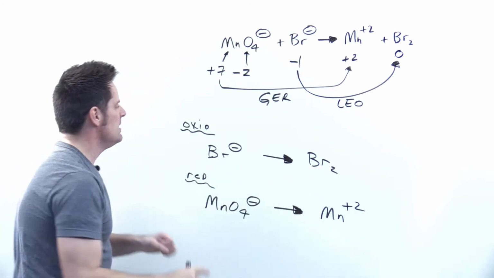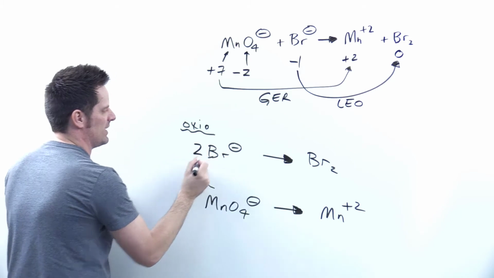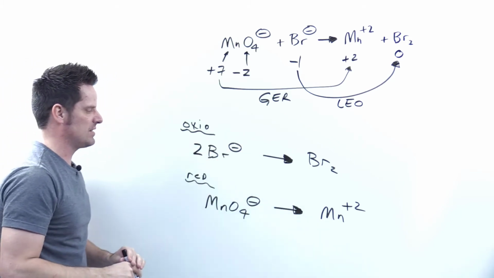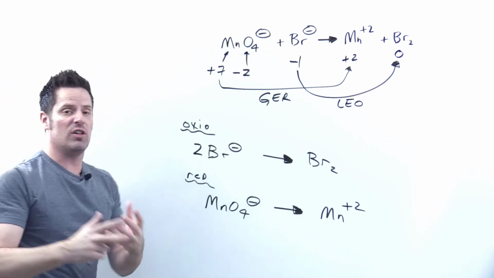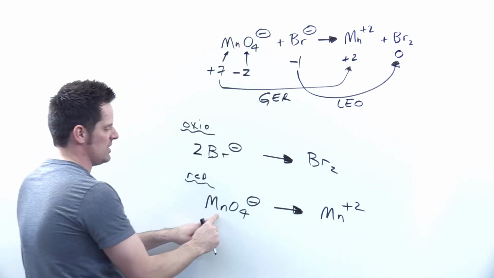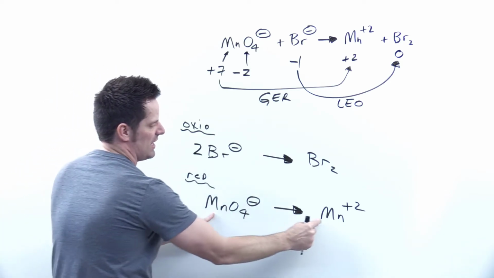So how do I fix it? By adding a 2 coefficient right here next to the bromide. That is now balanced. How about the manganese? Well, balancing all of the atoms that are not oxygen or hydrogen, I have 1 manganese on the left, and I have 1 on the right.